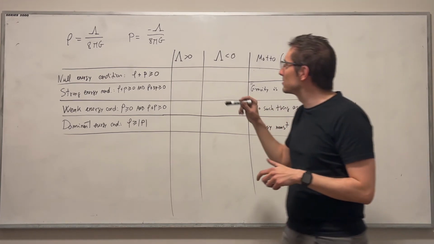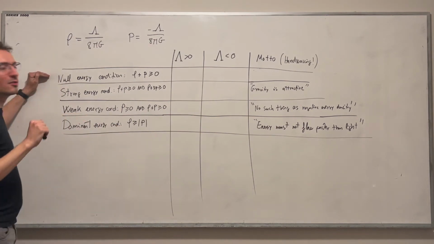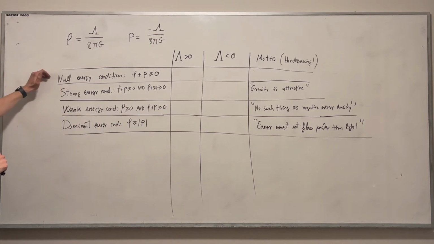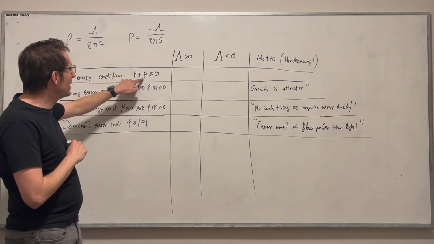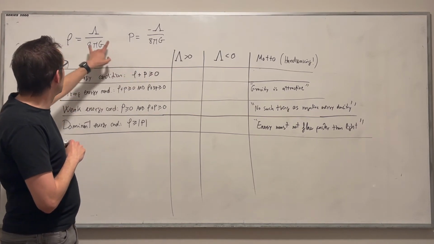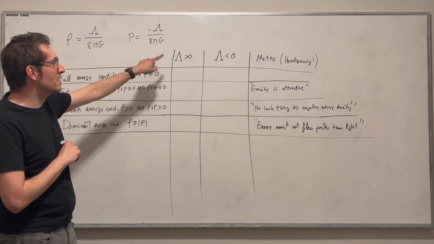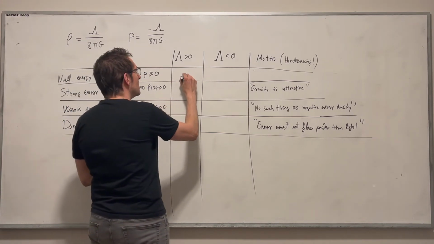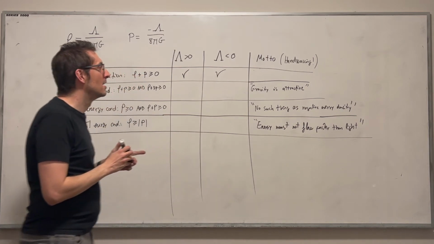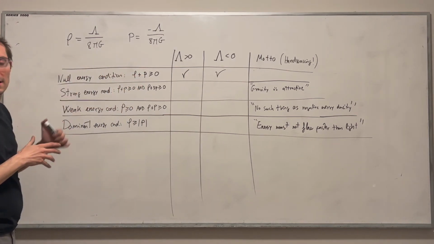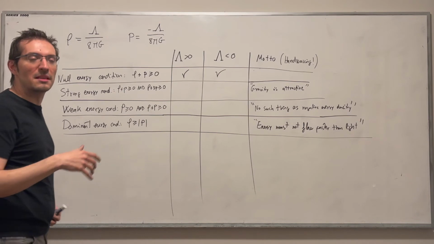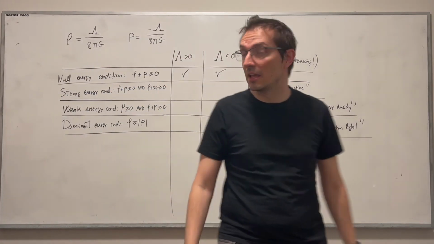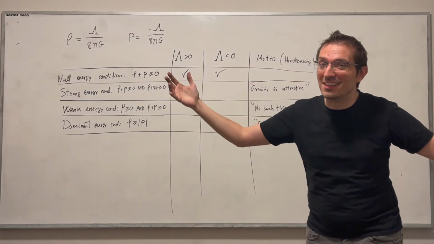All right, so let's see. Let's start with the weakest of all conditions, which is the null one. The null condition has to be satisfied in order for any of the others to be satisfied. So if we fail that one, we fail all of them. It tells me that rho plus p has to be larger than or equal to 0. Actually, the sum of the two is always equal to 0, whether lambda is positive or negative. So this is a yes and a yes. We always satisfy the null energy condition with the matter that generates the cosmological constant, which we're going to call dark energy.